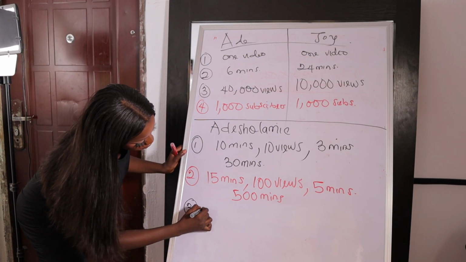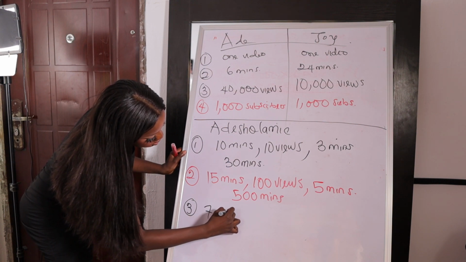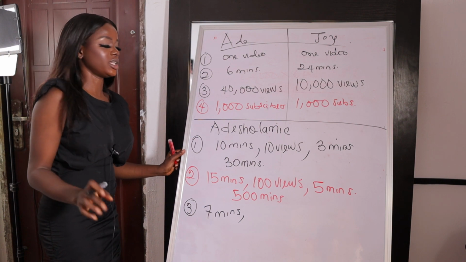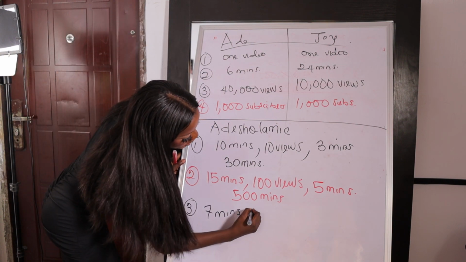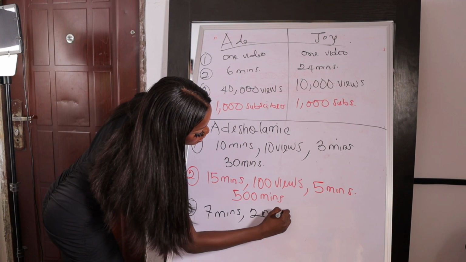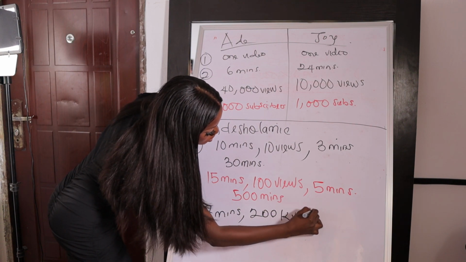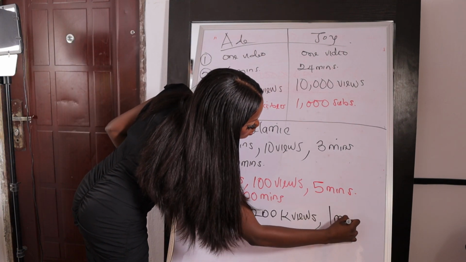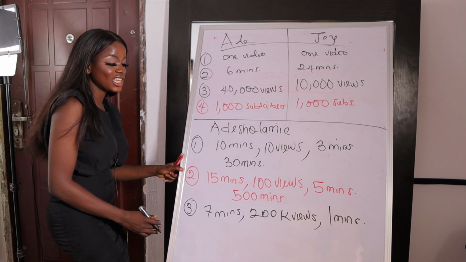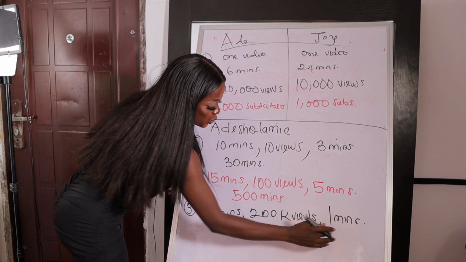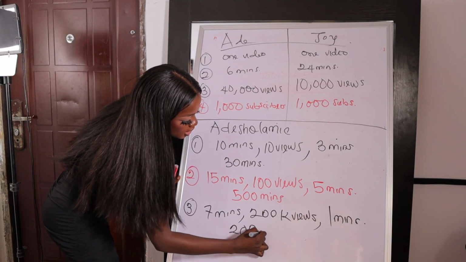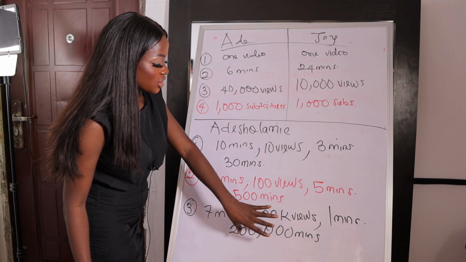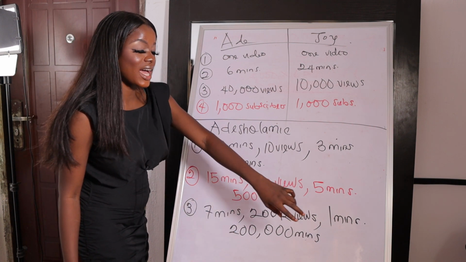Now, let's give a third scenario. Adeshola posts a video of, say, like 7 minutes. And this video went up like vroom. And YouTube was really nice to Adeshola. And she's able to have like 200,000 views. But the average retention rate on this video is just 1 minute. Adeshola is able to gain 200,000 times 1, which is 200,000 minutes.